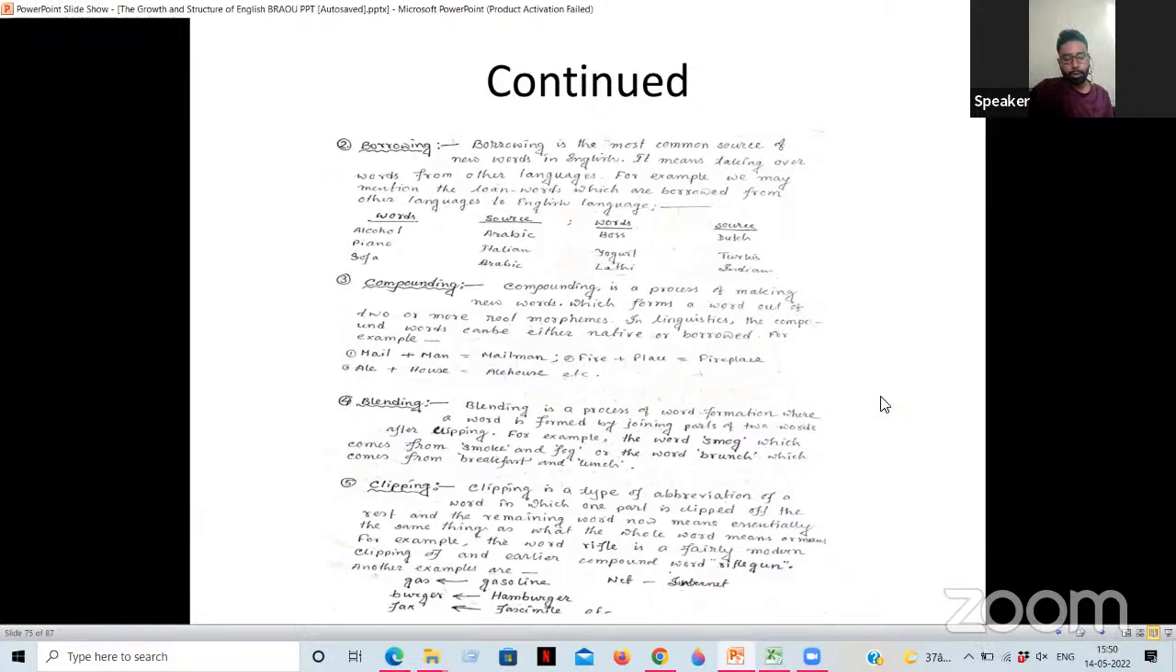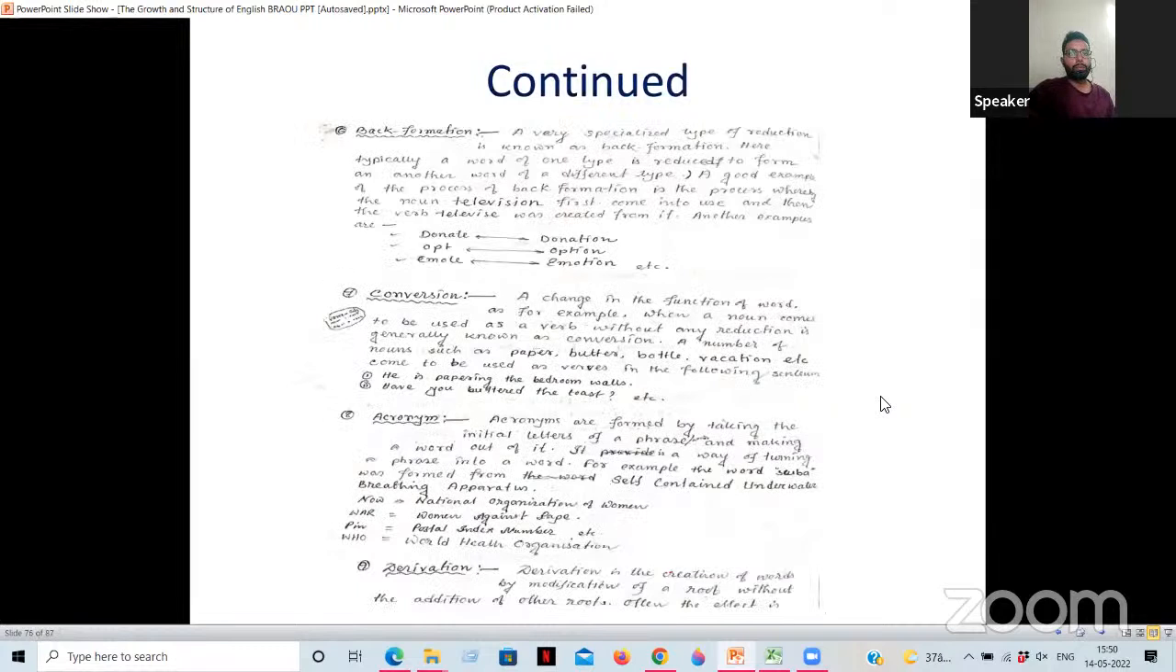So if you clip one part of a word and use some part of that word, having the same meaning without changing the meaning, that is what is called clipping. The next way of word formation is back formation. Now, what is back formation? A specialized type of reduction is known as back formation.